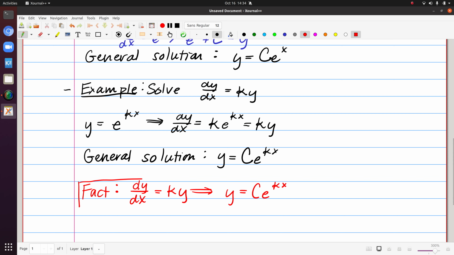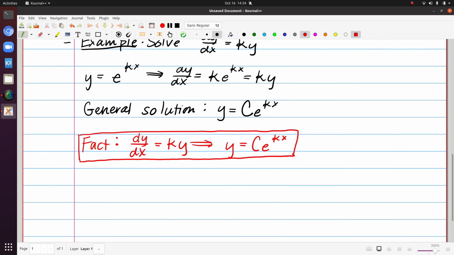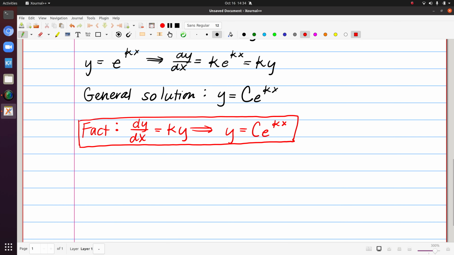We're going to see what extra information we would have to know in order to find the value of c. But to be clear, the value of k is whatever that number is in the original differential equation. So we would be able to specify it like that.